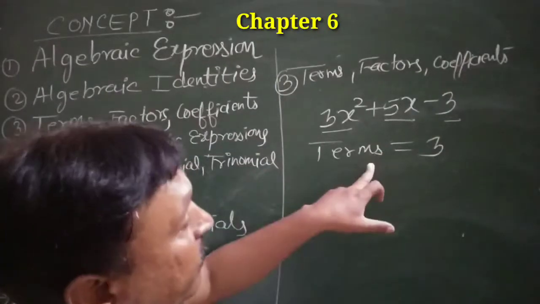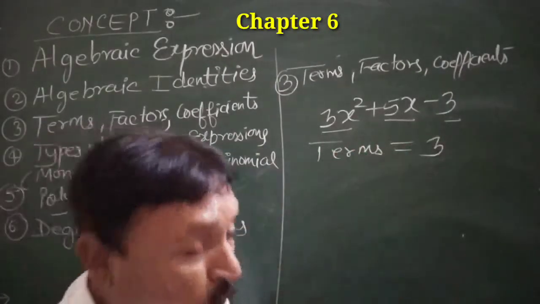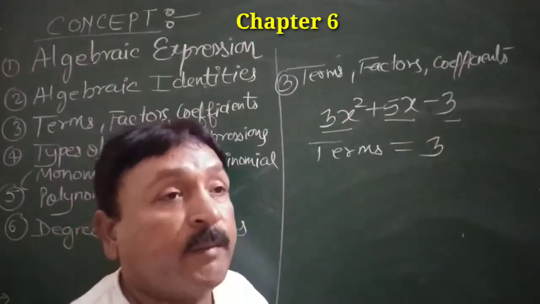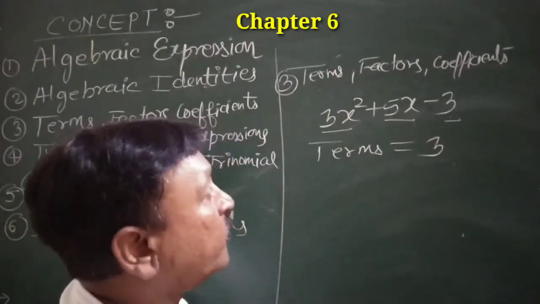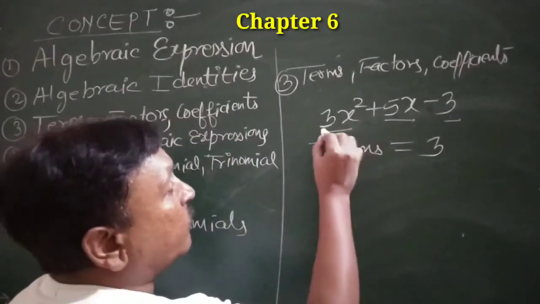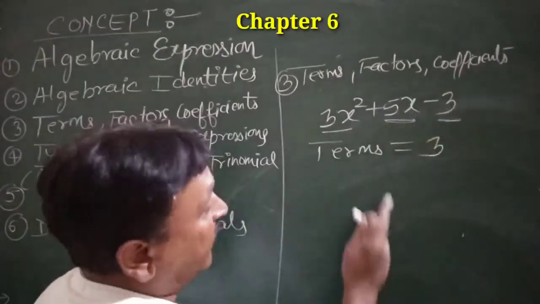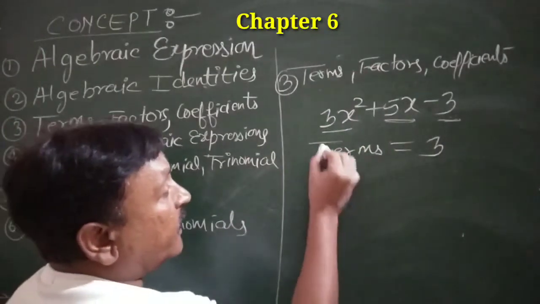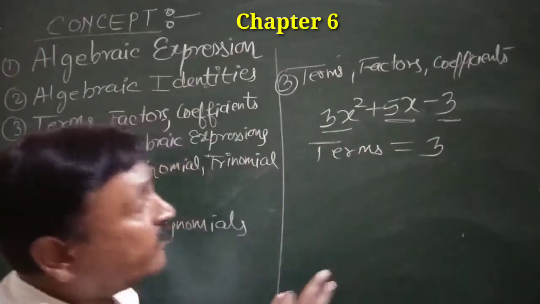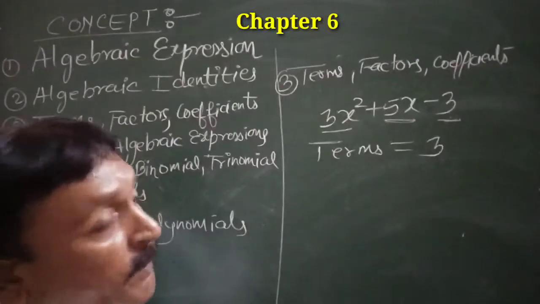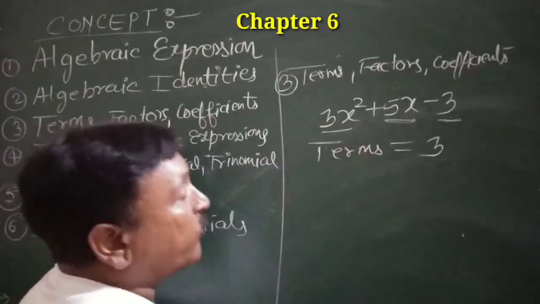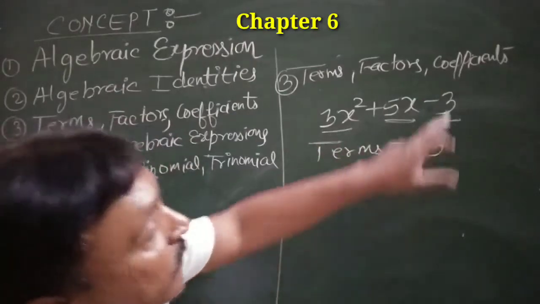Terms are defined by plus or minus. If two numbers are having between them a plus or minus sign, then they will be considered different terms. So in this expression 1, 2, 3 terms are here. Second thing, factors. If I talk about the factors, this we had done previously also. Factors means we have to separate the numbers and variables.